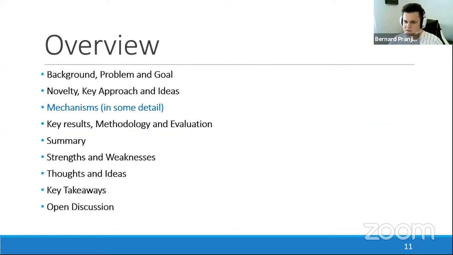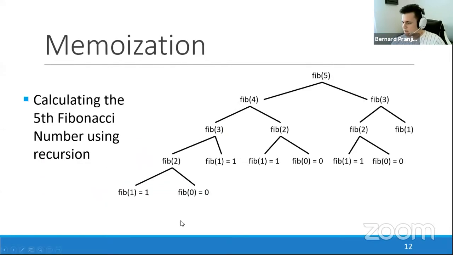Okay, let's look at some mechanisms in some detail. A very important principle in this paper is the idea of memoization. Many of you should know what this is, but I'll just quickly go over it. So here's an example. If you want to calculate the fifth Fibonacci number using recursion, this tree shows all of the steps that you would have to calculate if you were doing it simply by recursion.